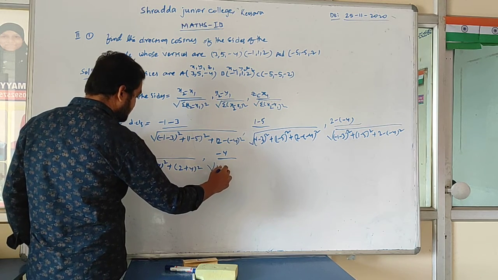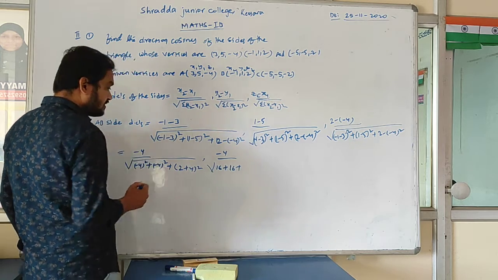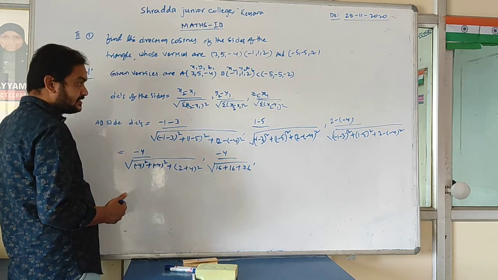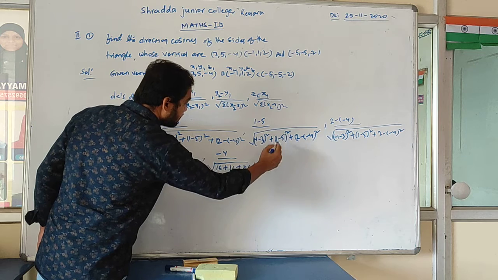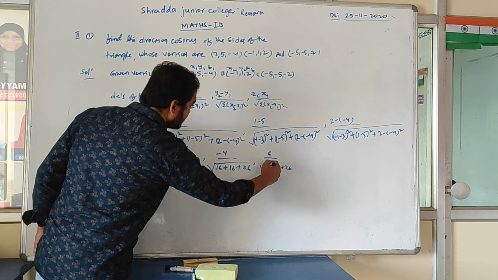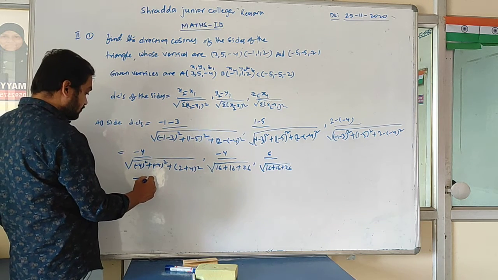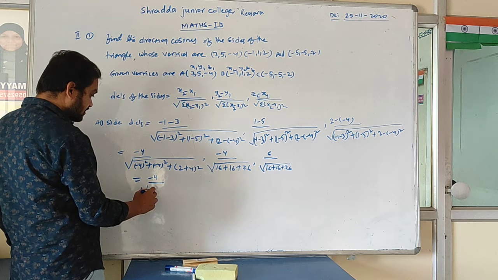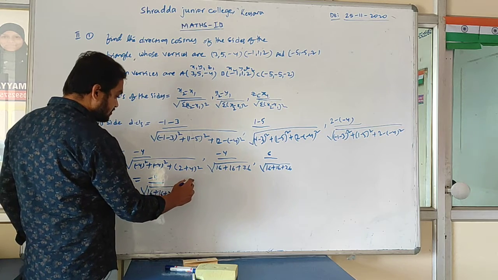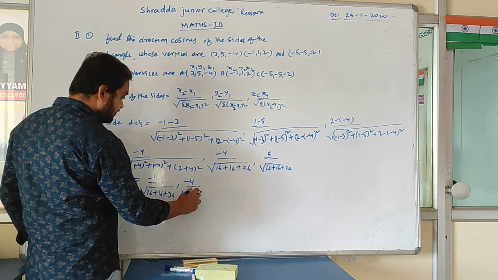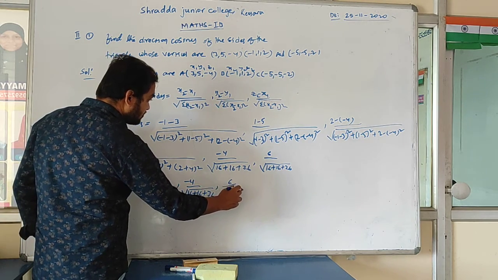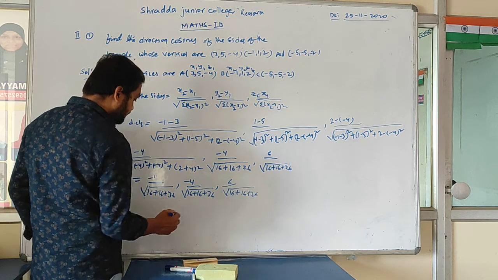Minus 4 whole square is nothing but 16, again 16. 2 plus 4 is 6, whose square is 36. So this is equal to minus 4 by square root of 16 plus 16 plus 36. Here also minus 4 by square root of 16 plus 16 plus 36, and 6 by square root of 16 plus 16 plus 36.